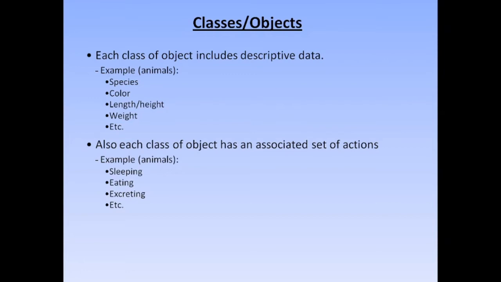Now each class of object includes descriptive data. For example, if I define a class called animals, then it can include species, color, length, height or weight, and similar things. A class also holds the object's associated set of actions, that is, what actions can be performed in that class. Some of the actions in the case of the zoo class, for animals, can be sleeping, eating, excreting, etc.